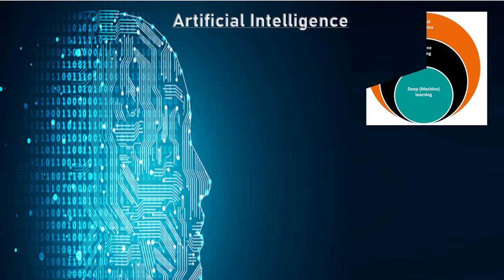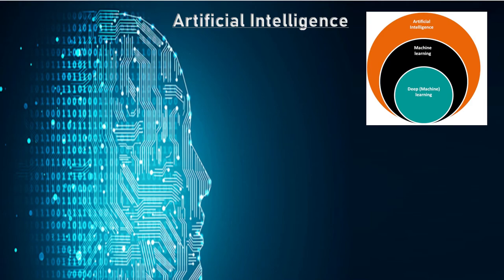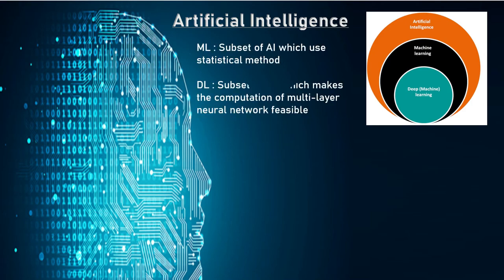Okay, so the next one is artificial intelligence. One thing I'm going to share here is that artificial intelligence is a big umbrella. Under that we have machine learning, and deep learning is a subset of machine learning. So these are all included within artificial intelligence. Don't worry, we'll learn everything slowly, one by one.